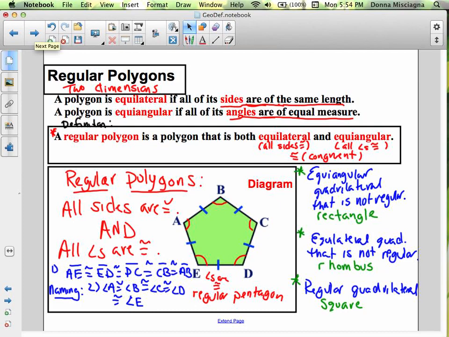So in your notes, just put that in those parts in there. You can squeeze it in under the equilateral and equiangular. And if you want, you can put regular quadrilateral for space. You can put next to regular polygon, or on the side of the paper if you can't find any more space, or a little sticky note.